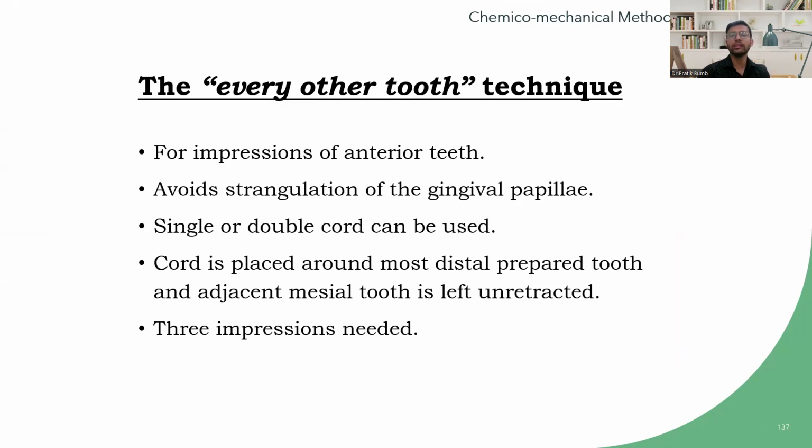So in every other tooth technique, it is generally done for the anterior teeth. It avoids strangulation in the gingival papilla. A single cord or double cord can be used, and the cord is placed in the most distal part of the prepared tooth, and the adjacent mesial tooth is left unretracted.